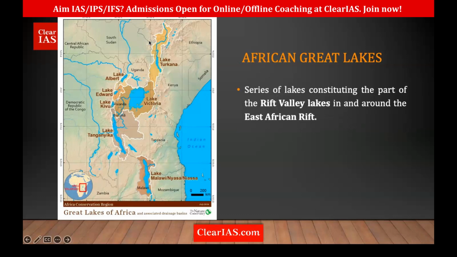So you can see the lakes here. This is actually the Rift Valley. We'll see about the Rift Valley later, but now we'll just focus on the lakes. We have Lake Turkana here, Lake Albert here, Lake Edward, Lake Kivu, Lake Tanganyika, and Lake Victoria.